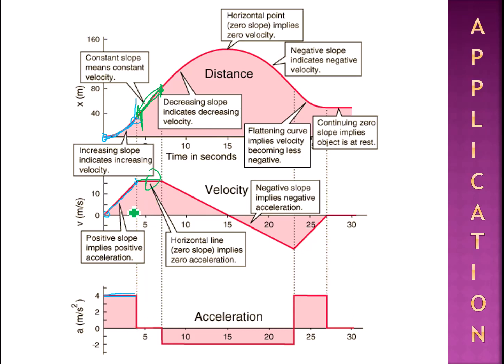Does the slope on this horizontal line from 4 to 7 ever change? The answer is no, which means I'm not going to change my numerical value of 0. I'm going to maintain that 0 for those 3 seconds.